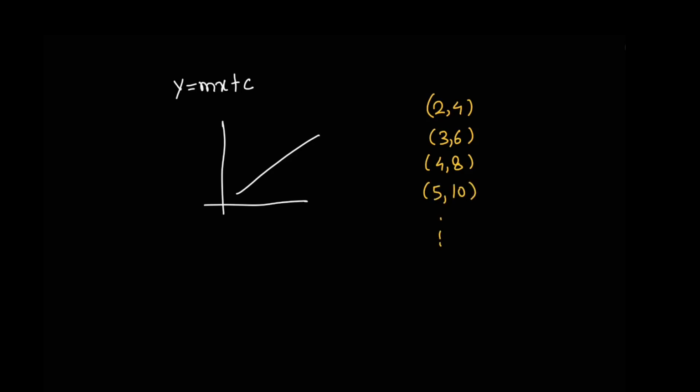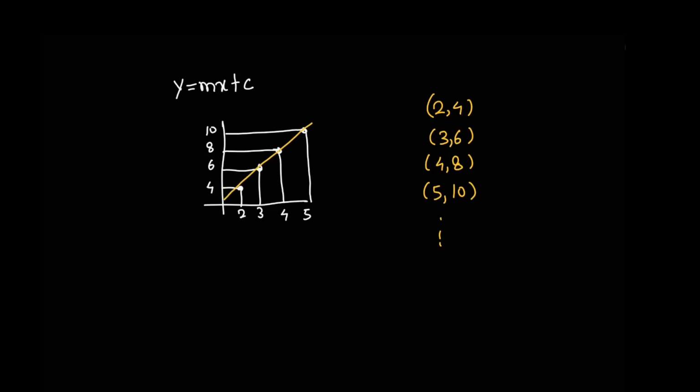Now, what the model will do: we don't have this line during the process of training. We only have these data points. What are these data points? We have inputs 2, 3, 4, 5, and for 2 we have output 4, for 3 we have 6, for 4 we have 8, for 5 we have 10. We only have these data points. The model will start with a random line and will try to get it closer and closer to these data points.